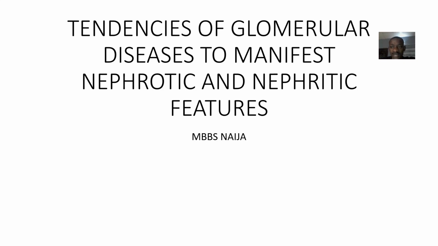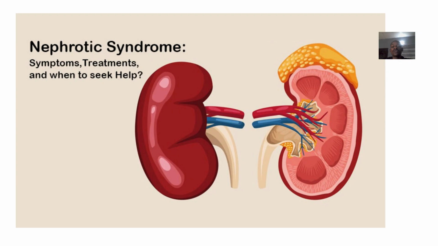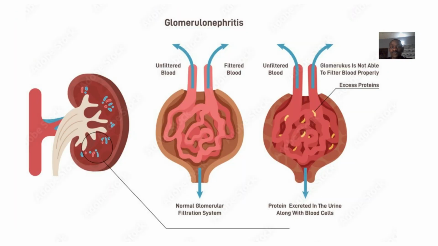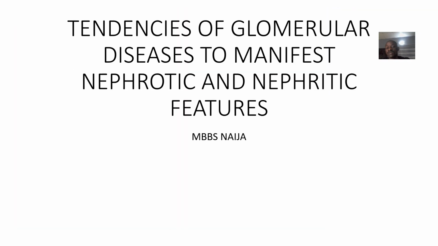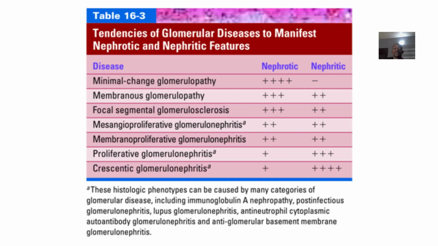All right, so we're about to look at the statistics. Let me put this as a tendency, a likelihood. You understand? We're talking about nephritic syndrome. We said that they're actually caused by some glomerular diseases. So right now we're trying to look at these glomerular diseases. What is the possibility that a particular glomerular disease will cause nephrotic syndrome features or nephritic syndrome features? You understand? So this table actually explains everything.